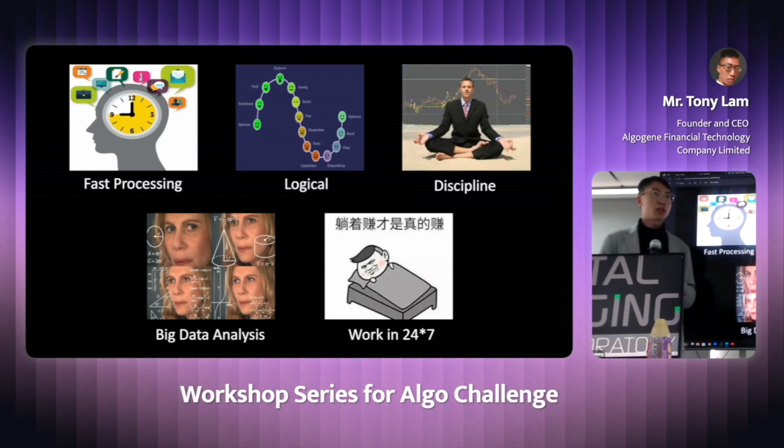Here are some advantages of algo trading. As you may have heard from many media, algo trading analyzes a large amount of data using the algorithm, so it can have a very fast processing speed compared to humans.